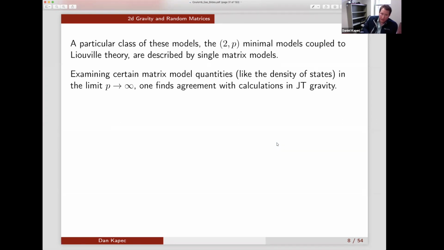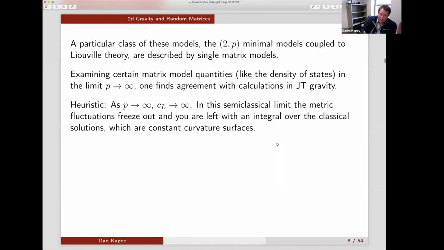And as I said, if you take certain quantities which are computed in these models and you send P to infinity, you find agreement with calculations which are done independently in JT gravity. So what you would like to understand is why this is the case. Now there's kind of a cartoon heuristic for it, which is that when you send P to infinity in this line of minimal models, the matter central charge actually goes off to negative infinity. And the Liouville central charge has to compensate, so it becomes large. And that's really just a semi-classical limit for the metric, the conformal factor in the metric.